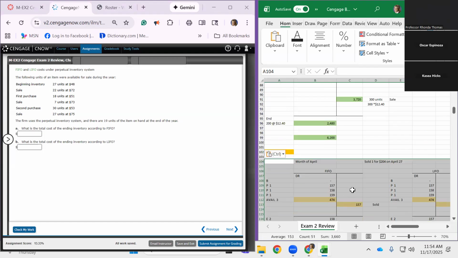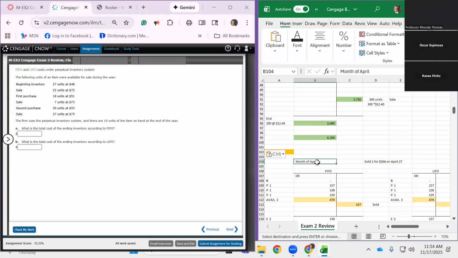Okay, this is the month. No, this is for the year. Yep. Year end. Okay, let's see what it says. The following units of an item were available for sale during the year. Okay, and it looks like they have a selling price of, all right, let's just go through this. So we're going to start with FIFO.